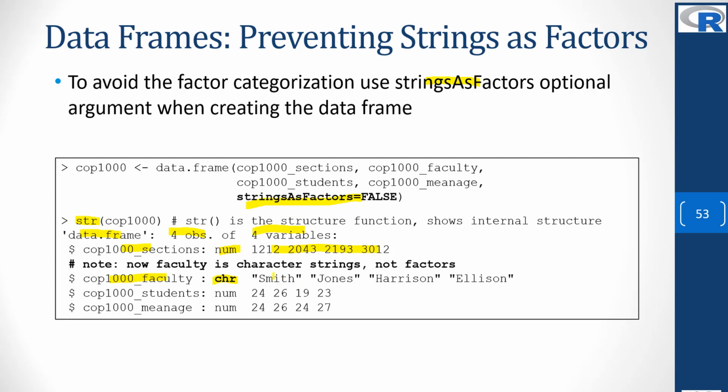And again, a lot of times this is what we want when we create a data frame, by using that strings as factors argument. And then we have the other 2 numeric vectors that still take the same form as they did previously. So strings as factors is a very important argument we pass when we create a data frame to make sure it's not interpreted as factors by setting it to false.